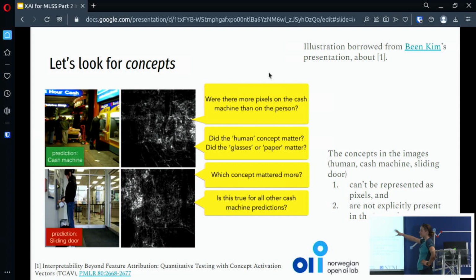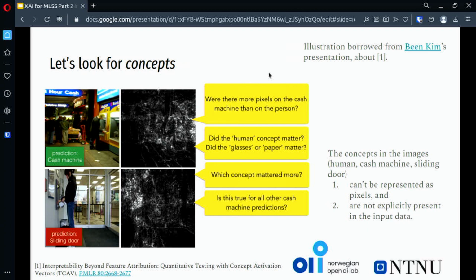I don't know if I'm allowed to do that, but I'm an academic and we're a bit stupid. So, okay, this slide here is from a researcher called Been Kim, and I hope I'm allowed to do this. What we see here are two images that have been predicted upon by an image recognition model. There are ATMs or cash machines, and there are people in both images, but one was classified as a cash machine, and the other, the bottom image, was classified as a sliding door.